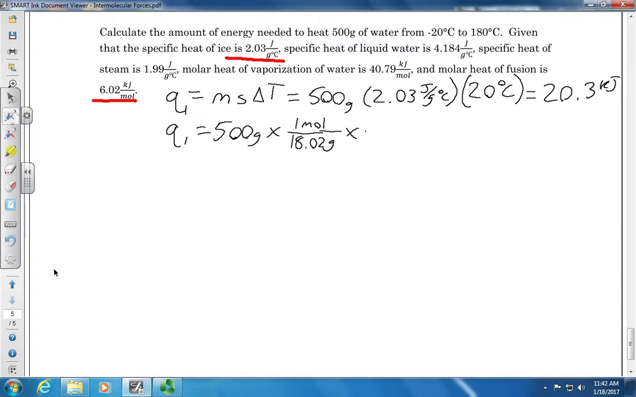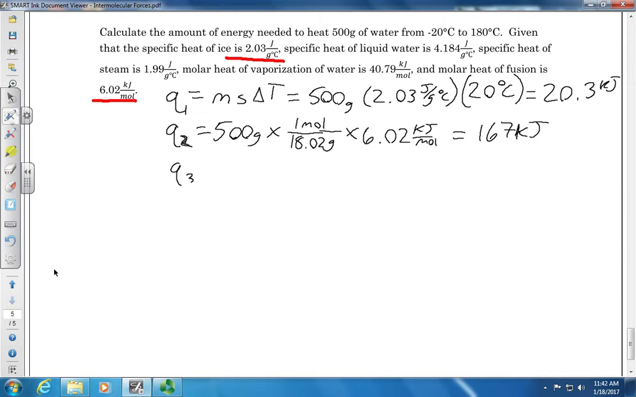So that would be 6.02 kilojoules per mole. And we don't have to convert to kilojoules in this case because it's directly relating to kilojoules. And that gives us 167 kilojoules. That's quite a bit. Then, so this is Q2.